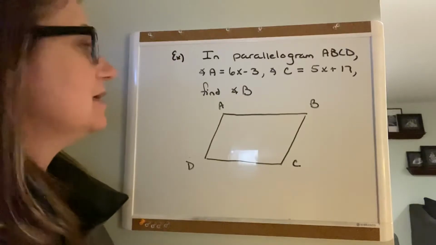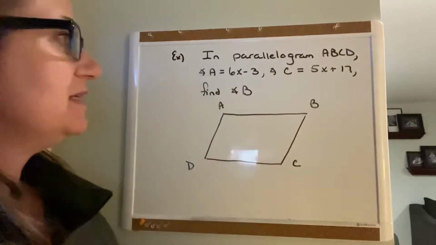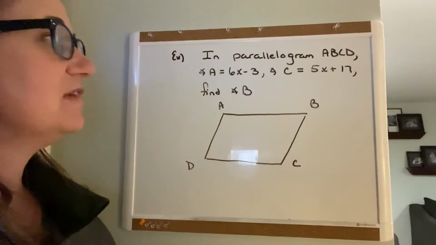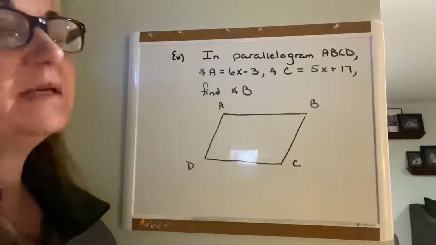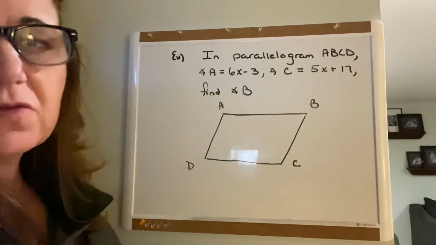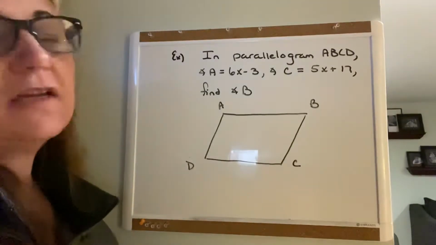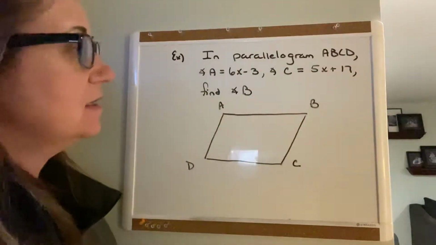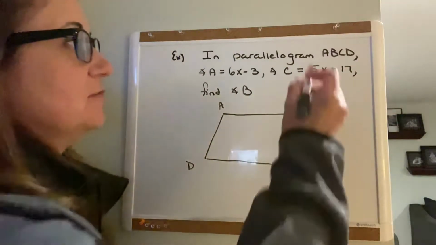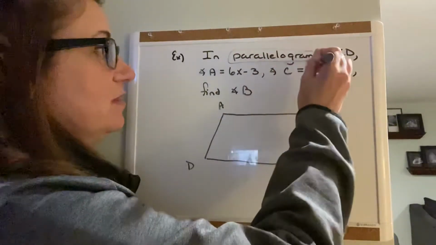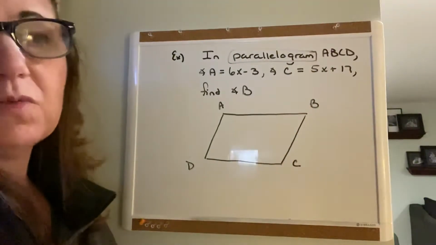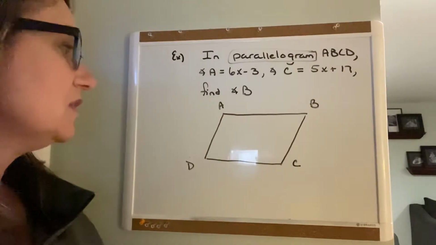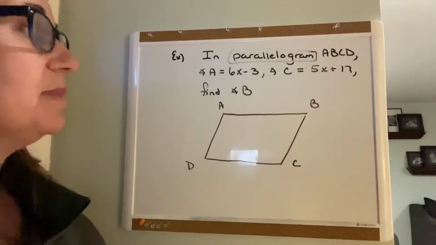So for this example, it says in parallelogram ABCD, angle A is 6x minus 3, angle C is 5x plus 17, and I want you to find angle B. So as you move forward through these problems, the first thing that you need to do, first and foremost, before you even utilize any of the given information, is determine what you're working with. All right, always determine what you're working with, whether it's a parallelogram, a rectangle, a rhombus, a square. So in this particular case, you know you have a parallelogram.